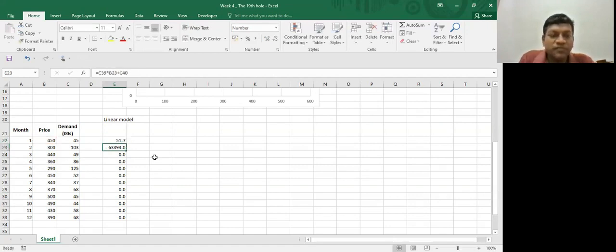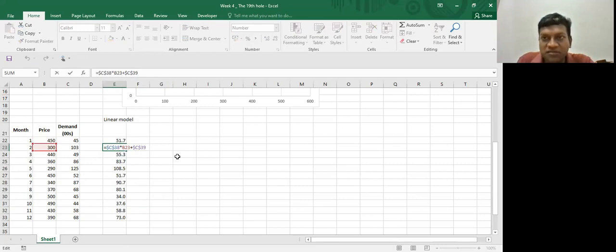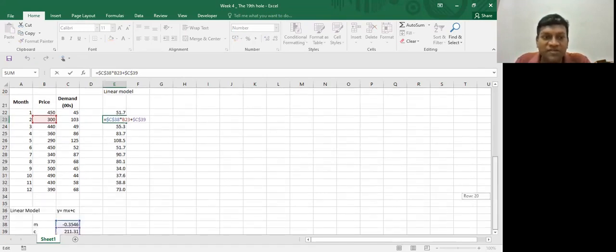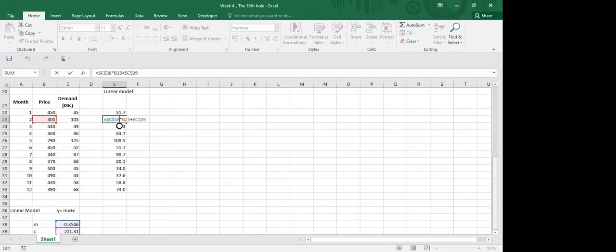And enter. Now, if I drag the formula down, you will notice that B23 I have not locked. So when I drag the formula, relative referencing applies for B23. However, for the other two cells you have what is called absolute referencing, which means it will always look for M and C in those particular cells which I've locked using dollar signs. Got it? Is that okay?